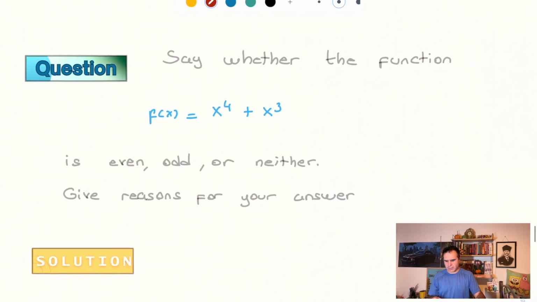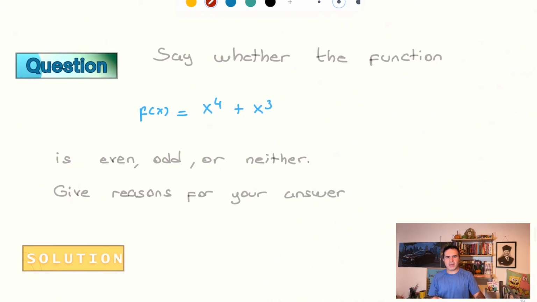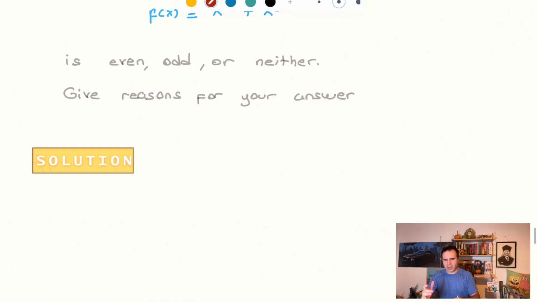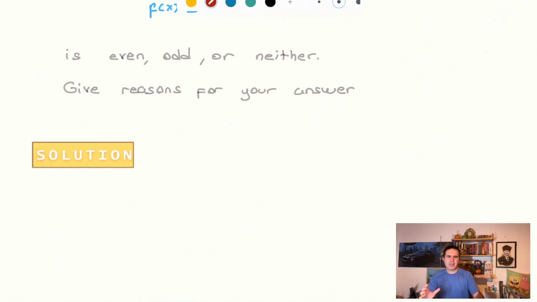Next question, say whether the function f of x equals x to the 4 plus x cubed is even, odd, or neither. Give reasons for your answer. Let's determine again whether the function is even, odd, or neither. We will do this again by calculating f of minus x and comparing it with f of x.